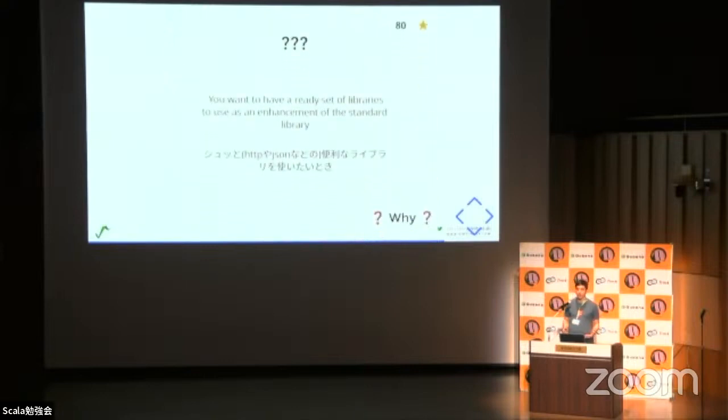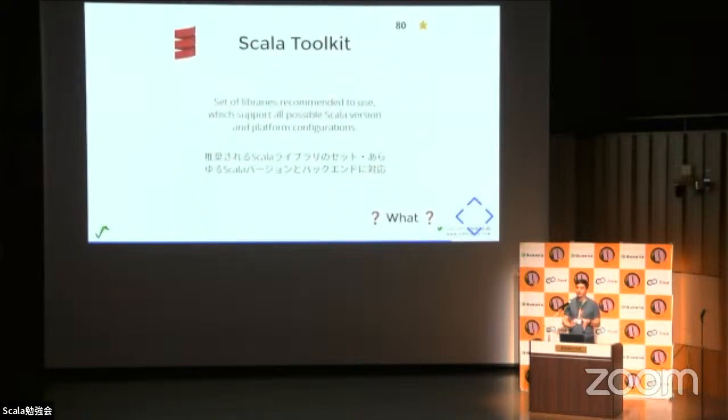Last but certainly not least, if you want to write scripts or some CI automation, then you will probably want to have more than just the minimal standard library. You want some additional libraries, such as things for JSONs, things for writing, reading files. And if you want that, you can use Scala Toolkit. Scala Toolkit is basically a set of libraries that we recommend to use, and those also support all the possible Scala versions and platform configurations.